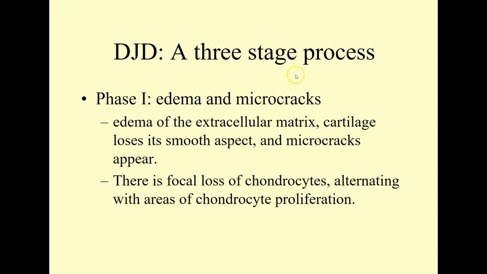In the microcrack, you have to recognize that's a space now, and it represents a focal loss of chondrocytes. They're really important cells that help maintain cartilage integrity. And then at the edges of these microcracks, we start seeing areas of chondrocyte proliferation, which again tends to further produce a lack of smoothness or irregularity of contour.